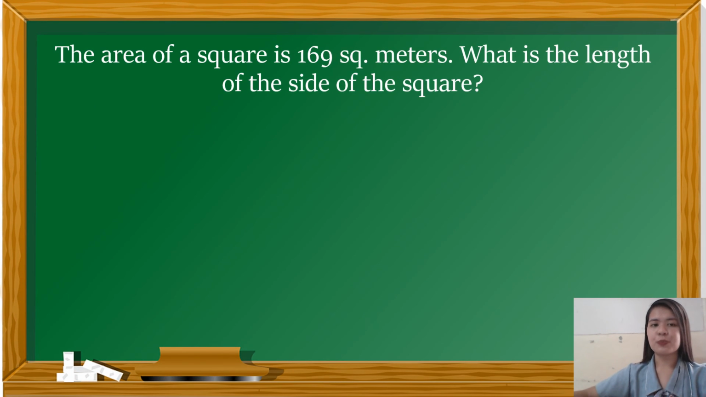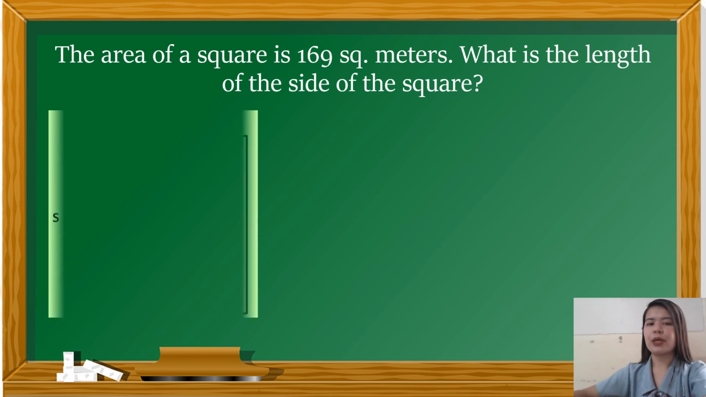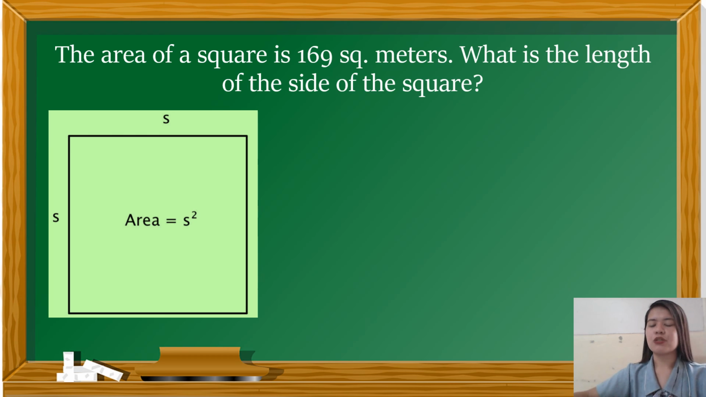Let us solve this problem. The area of a square is 169 square meters. What is the length of the side of the square? This is our illustration of the problem. S refers to the length of the side of the square.